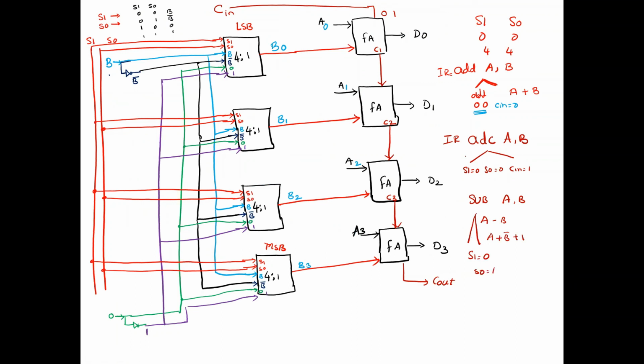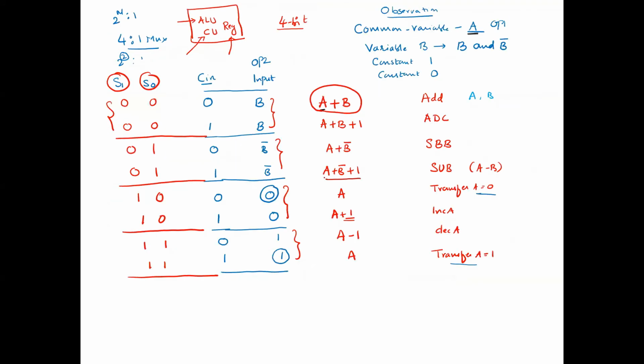Now set this one. S1 is 0. If it is 0, 1, what is it going to select? The black one, correct? 0, 1 means it will select B bar. So here at the output, we are going to get B bar. Here also we are going to get B bar, here also B bar. But the only difference is the bit number: B0 bar, B1 bar, and so on. And A0, B0 bar. And what about the carry? Look into the carry. We have told it is plus 1, so carry is also equal to 1.